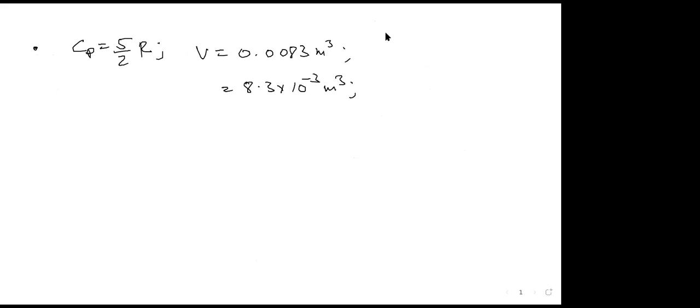You're given CP to be 5 by 2 R. You're given the volume to be 0.0083 meter cubed, which is nothing but 8.3 into 10 to the power minus 3 meter cubed. Correct? Lovely. सब कुछ scientific notation में लिखो, चीज़ आसान हो जाती हैं. Your initial temperature is given to be 3 into 10 to the power 2 Kelvin, and your initial pressure is given to be 1.6 into 10 to the power 6 Newton per meter squared. Lovely.